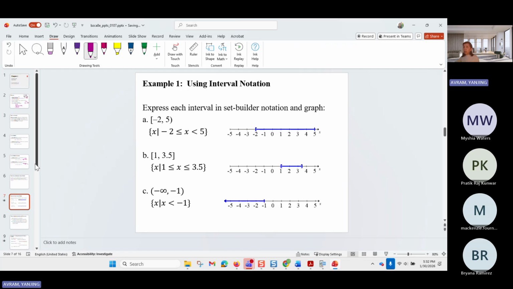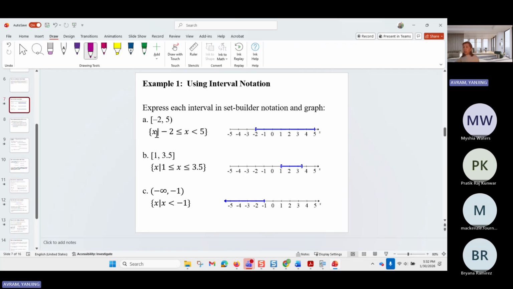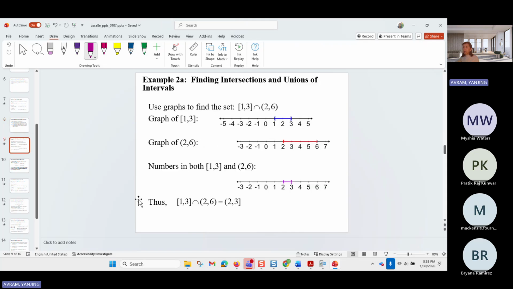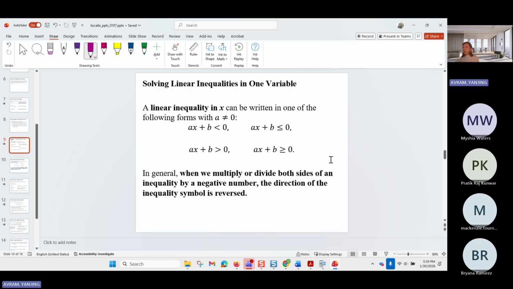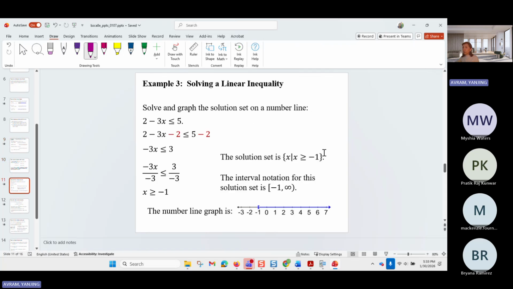This gives you a little bit more example. This represents x between -2 and 5. If you draw a graph, this will be the bracket, this will be the parenthesis. Intersection, if you have this one, that means you need to find the common part. Between 1 to 3 and 2 to 6, the only intersection is between 2 and 3. That's called the common part.